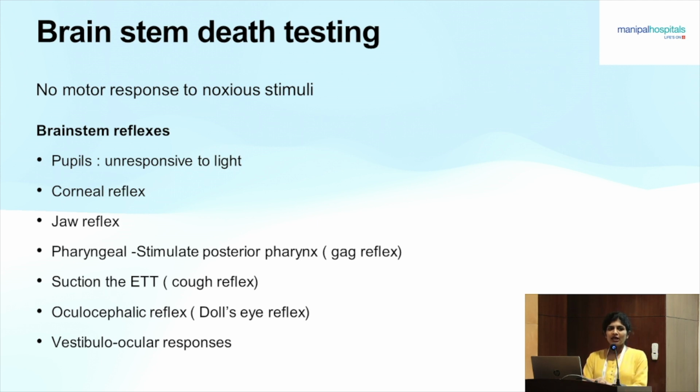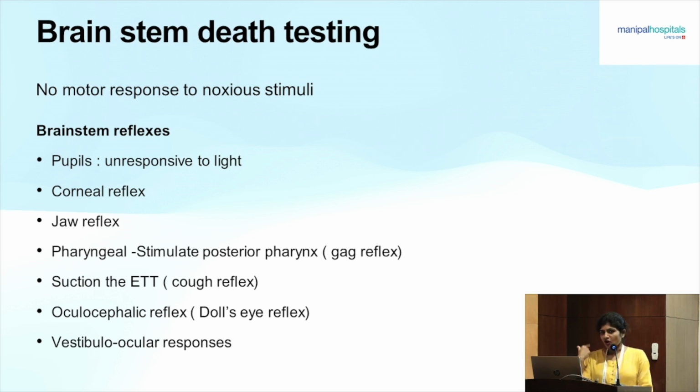Pupillary reflex is what we look for first. In the brainstem reflexes, we are testing all cranial nerves except the olfactory, spinal accessory and hypoglossal nerves. The other nerves are all tested. For the pupils, we have to make sure that they are unresponsive to light. They may not always be fully dilated. Sometimes they might be in a mid-dilated position, sometimes even unequal, but the criterion we are looking for is that they should be unresponsive to light.